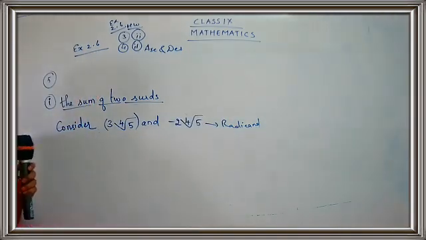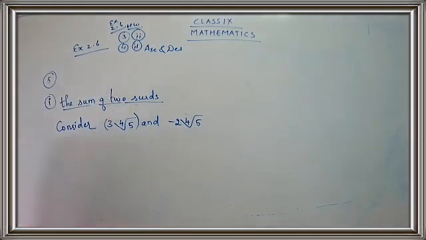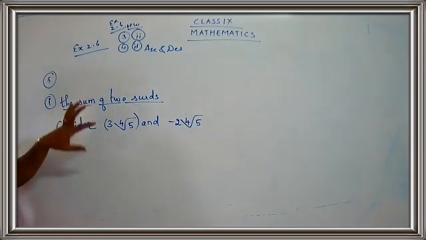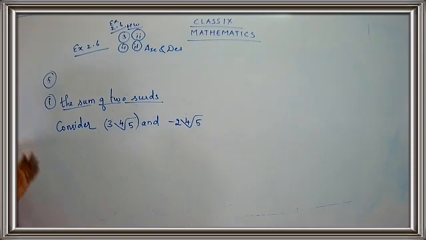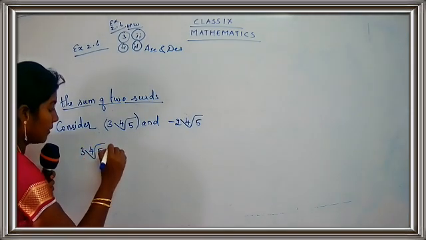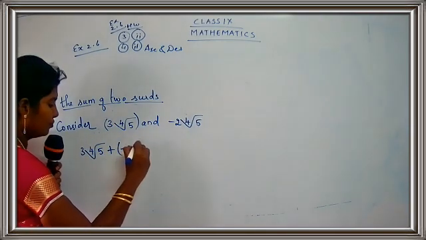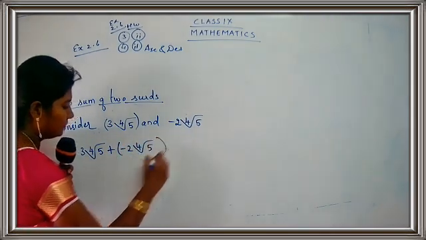Okay, so I have taken the two surds as 3 into 4th root of 5 and minus 2 into 4th root of 5. So these are the two surds I have taken. Now I am going to take the sum of two surds. What is the meaning of sum? That means I am just going to add them. Let me add these two surds. I'll get 3 fourth root of 5 plus, sum means plus, minus 2 fourth root of 5.